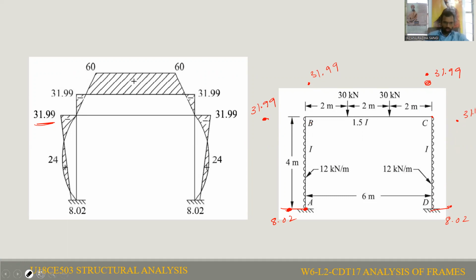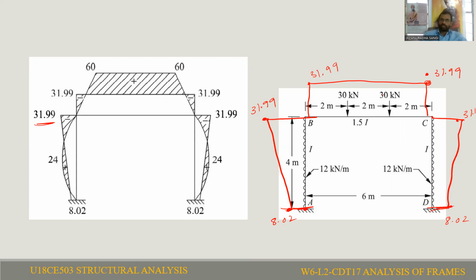So we need to connect all these lines. This is your hogging bending moment diagram. I'm drawing the hogging bending moment diagram first. So this is the hogging bending moment due to fixed end moments.